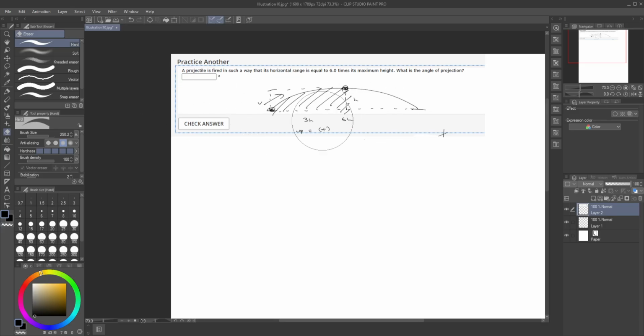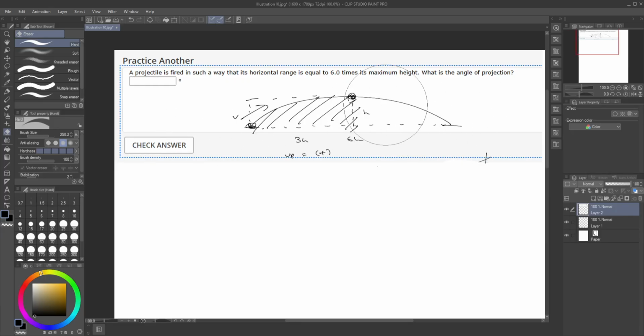We have a projectile. It's fired in such a way that its horizontal range is 6.0 times its maximum height. It asks us for the angle of projection, that is, the angle in which the projectile was thrown to achieve this result.